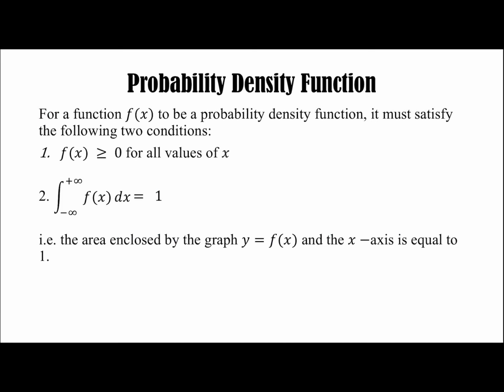So for f of x to be a probability density function, it must satisfy the following two conditions. Means f of x should be greater than or equal to 0 for all values of x, and the integral from negative infinity to positive infinity of f of x should be equal to 1.